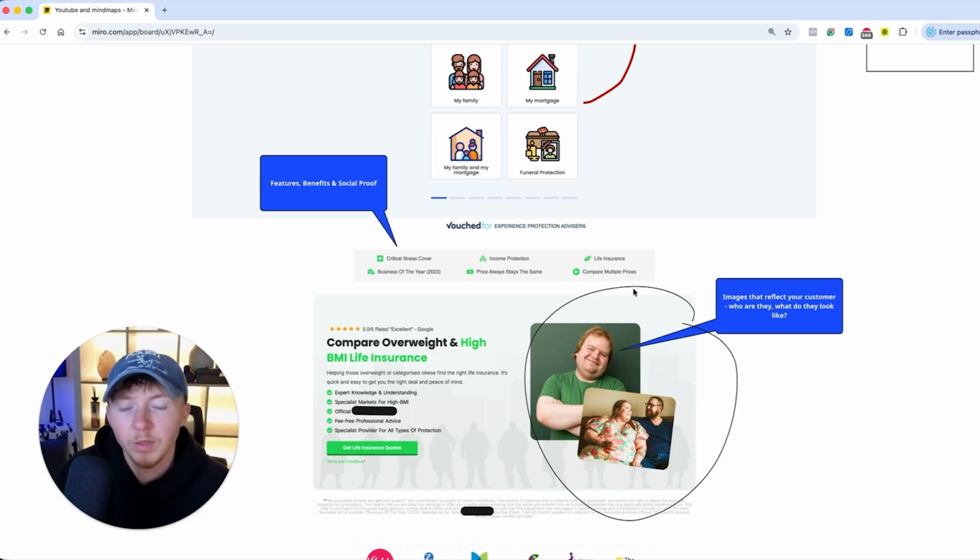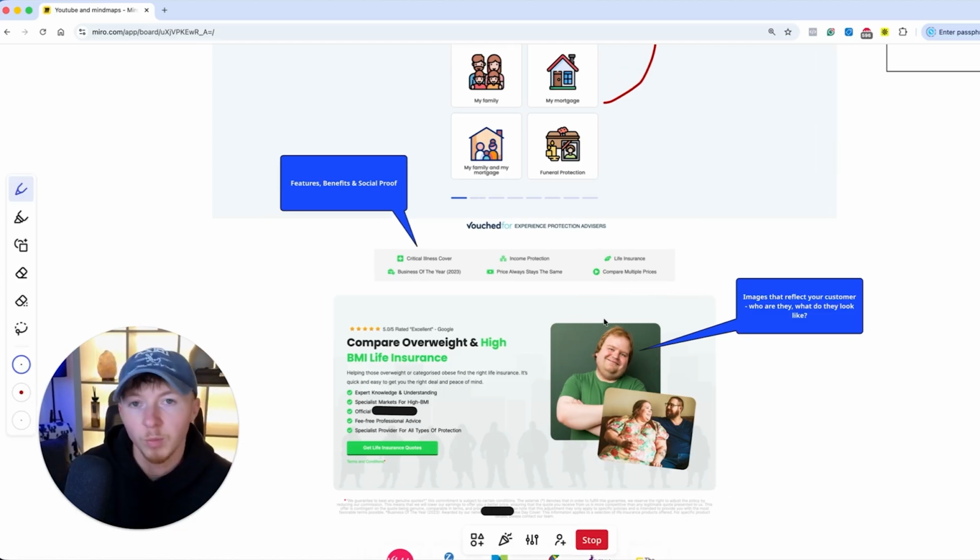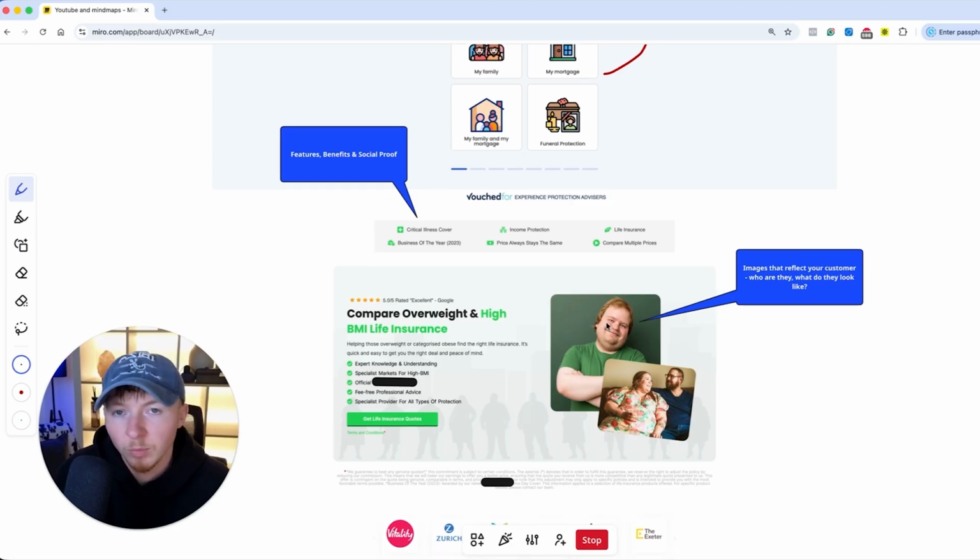These are all going to be things that would reflect, and when the customer lands on your page, they need to feel at home. They need to feel that you understand exactly who they are. Obviously, the best way to do that is through some form of visual aspect. A lot of the time that's going to be the pictures that you select.